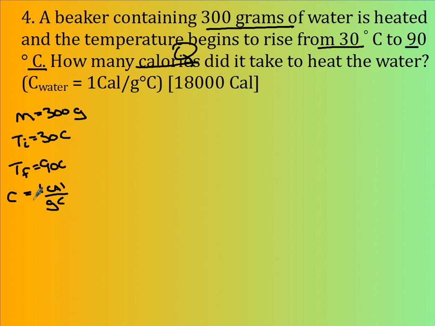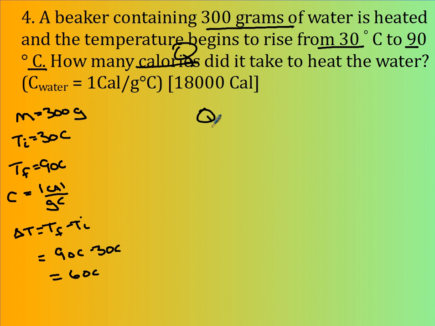Now, could I have used C as 4.2 joules? That conversion, yes, I could have, but by using this one, I'm going to get the answer in calories. The first thing I'm going to do is find delta T. Delta T is T final minus T initial. So T final is 90 Celsius minus 30 Celsius. So delta T is 60 Celsius.